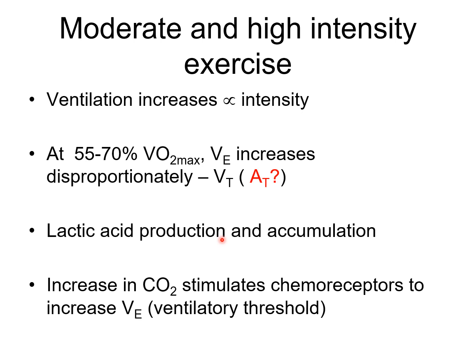Now, that doesn't always occur, but for the vast majority of people, they do. So around 55 to 75% of VO2 max, we start to see an increase in lactate production and lactate accumulation, and therefore an increase in CO2, which subsequently stimulates the chemoreceptors, and that's what causes this increase in ventilation, or this disproportionate increase in minute ventilation at that point.